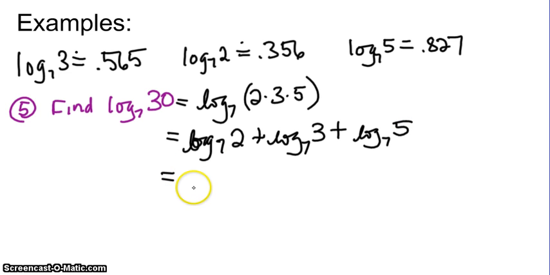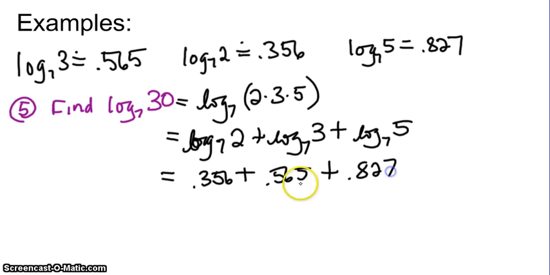Remember, logs are exponents. When I multiply with the same base, I add exponents. So this gives me 0.356 plus 0.565 plus 0.827, and when I add all of them up, I get 1.758.